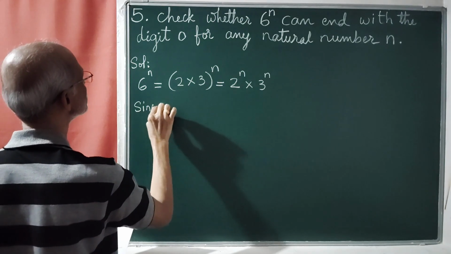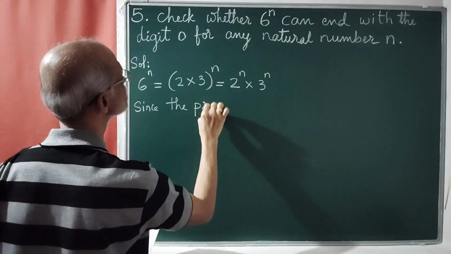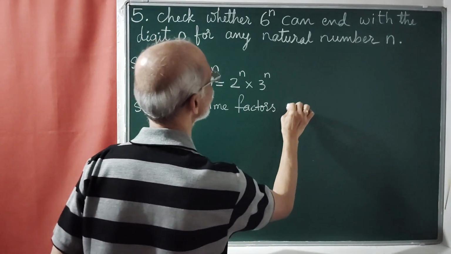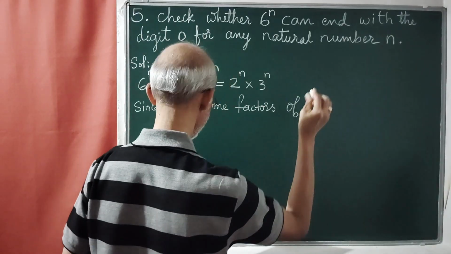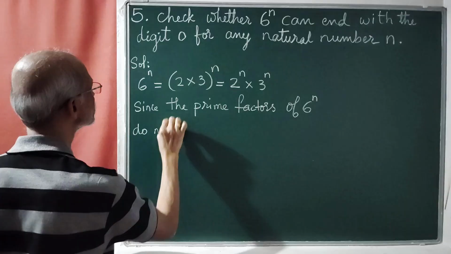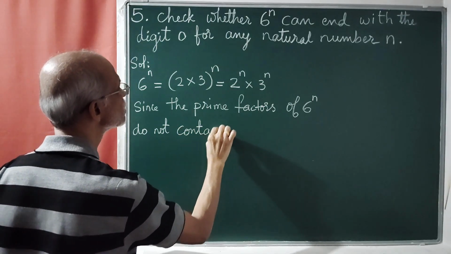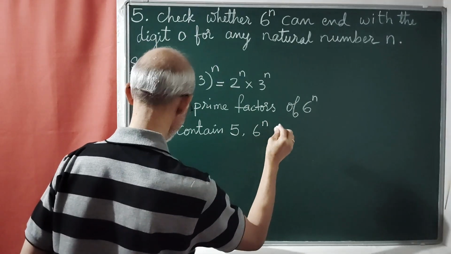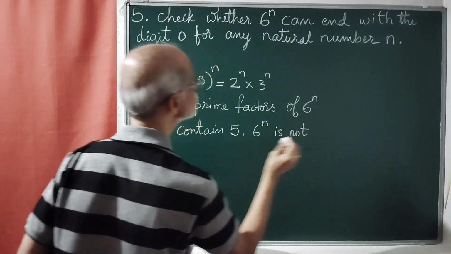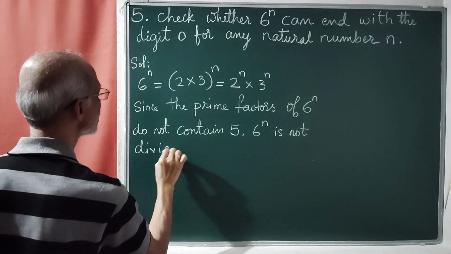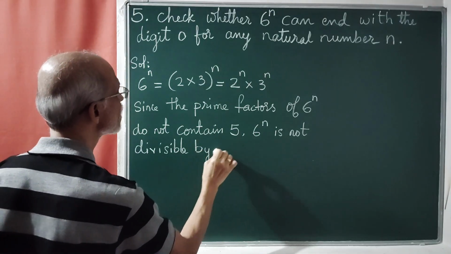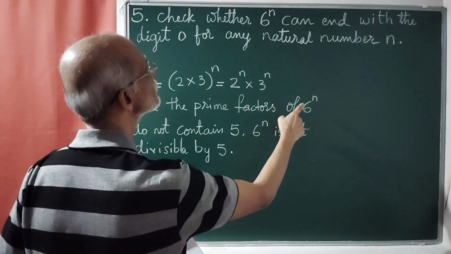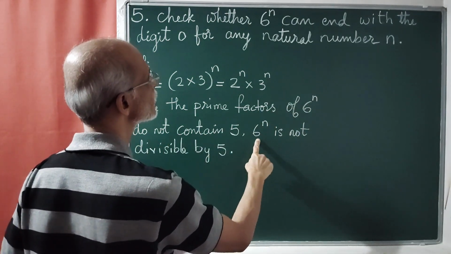Since the prime factors of 6 raised to n do not contain 5, 6 raised to n is not divisible by 5.